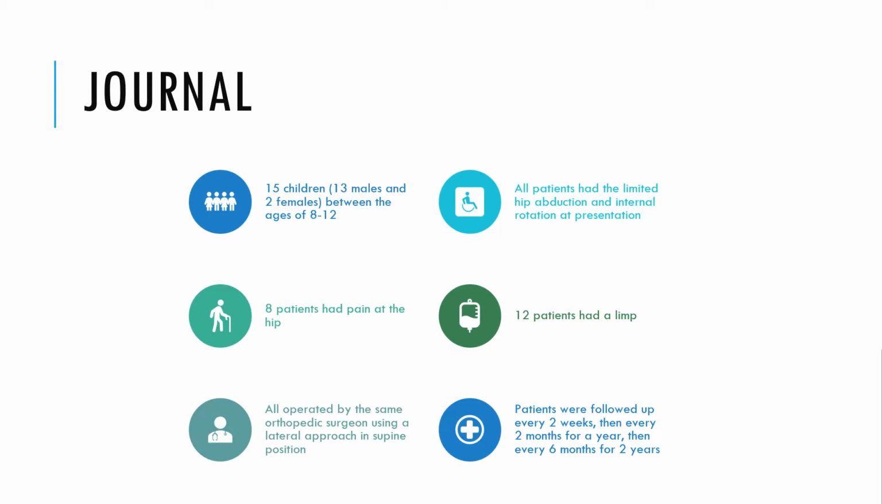In the journal I found, a team of experts studied 15 patients that had a late presentation of Perthes disease. This study included 13 males and 2 females between the ages of 8 and 12. The goal of this study was to prove that a proximal femoral osteotomy can change the vascular status of the femoral head and that it can quickly heal even in a late presentation of Perthes disease.